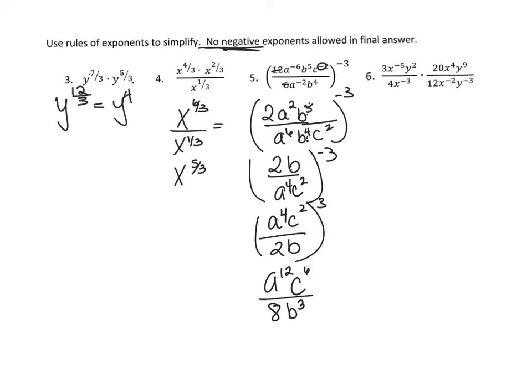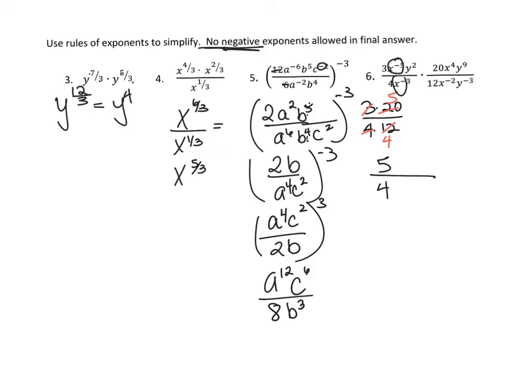B cubed. And then number 6, you have 3 times 20 over 4 times 12. I can do some cross simplifying here. 4 goes into 20 5 times, and 3 goes into 12 4 times. So my fraction is going to be 5/4.